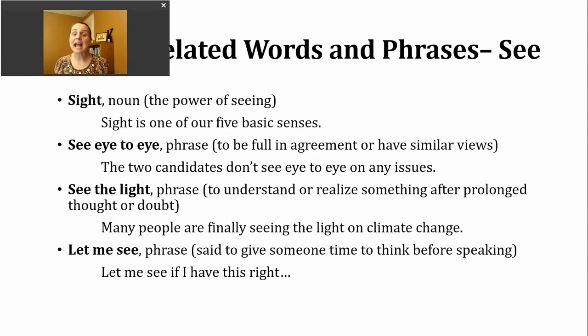Next, we're going to take a look at some different phrases that use see. One phrase that I've heard a little bit more commonly recently is to see eye to eye. And it means to be in full agreement, or could mean to have similar views, similar opinions. So my example sentence is how I've been hearing this used. The 2 candidates don't see eye to eye on any issues.